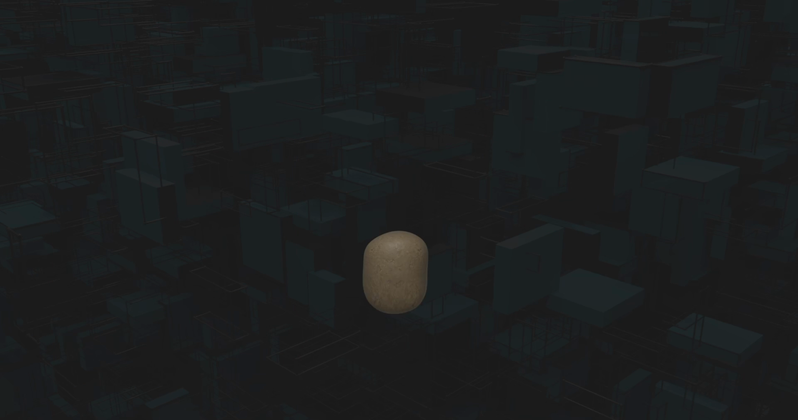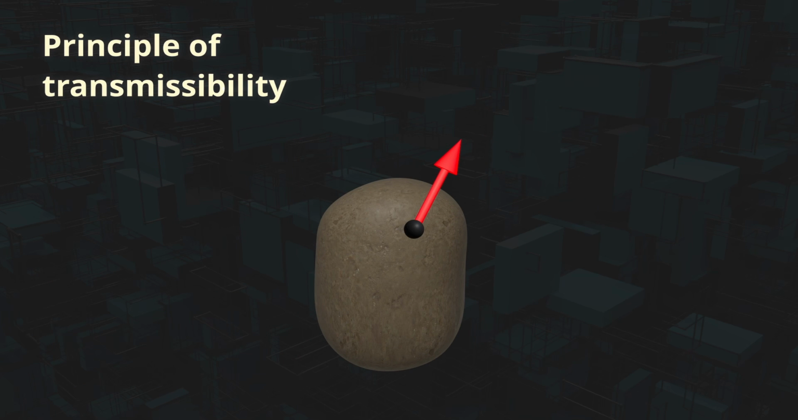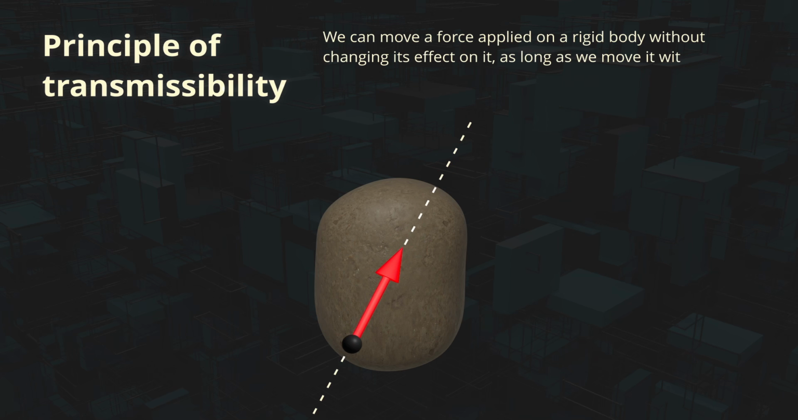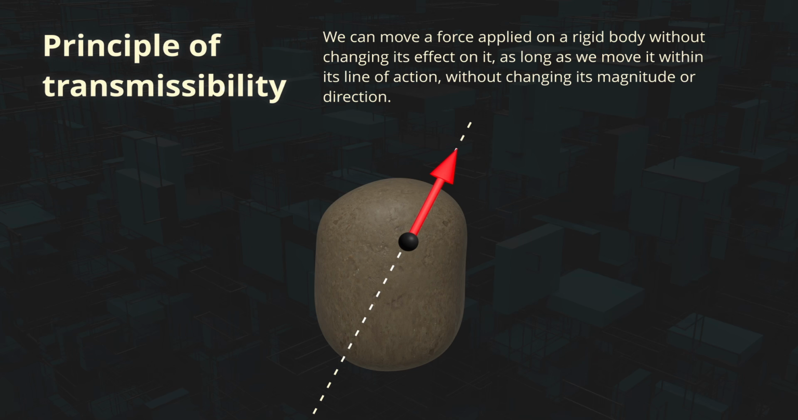The transmissibility principle states that the effect of a force on a rigid body remains unchanged if we move the force along its line of action without altering its magnitude, direction, or sense. This means we can slide the force to a different point on the rigid body without changing its impact on motion or equilibrium. Forces acting on a rigid body should be represented by a different type of vector called the sliding vector. This allows forces to slide along their line of action.